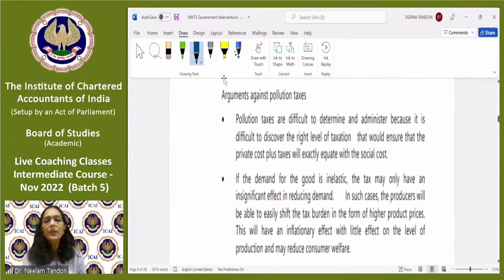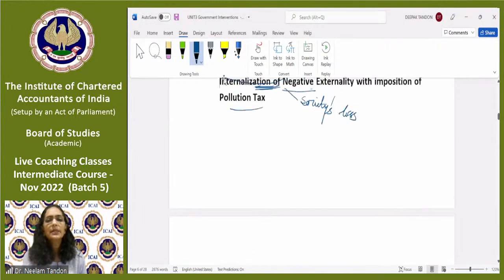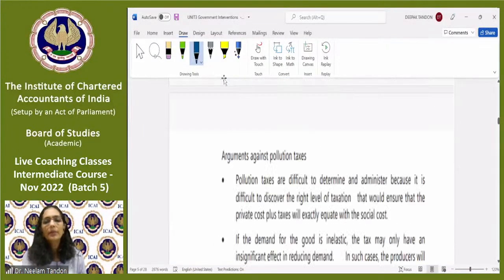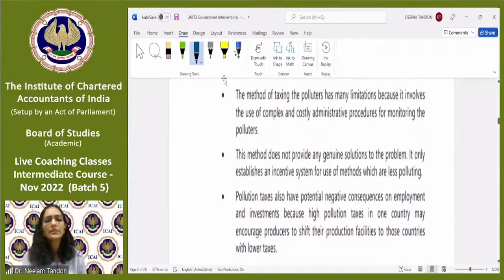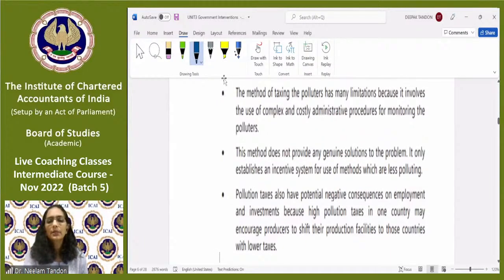So why is pollution tax considered bad? We say that pollution tax can be a measure to overcome pollution. Do you think that pollution tax exactly helps to bring balance in terms of reducing pollution? Do you think it is actually helping? See what the challenges can be here.